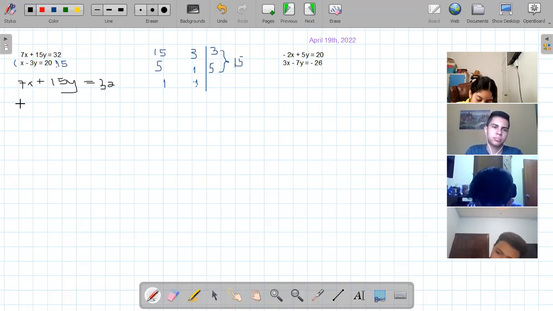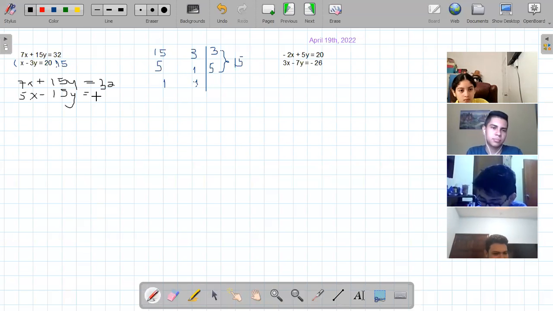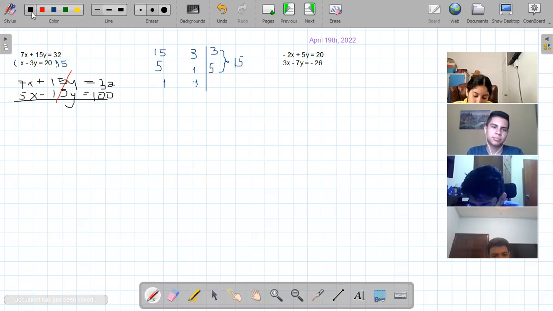And I'm going to multiply the second one. x times 5, positive 5x. Negative 3y times 5, negative 15y. And 20 times 5, 100. Very good. We cross it over the little line, and 15y minus 15y, they get canceled. So 7x plus 5x.